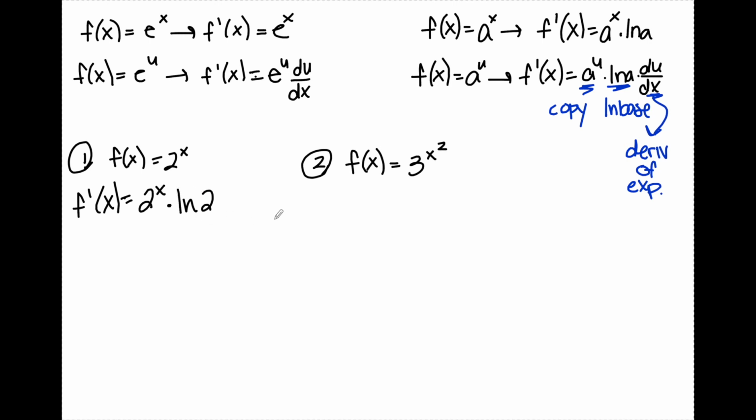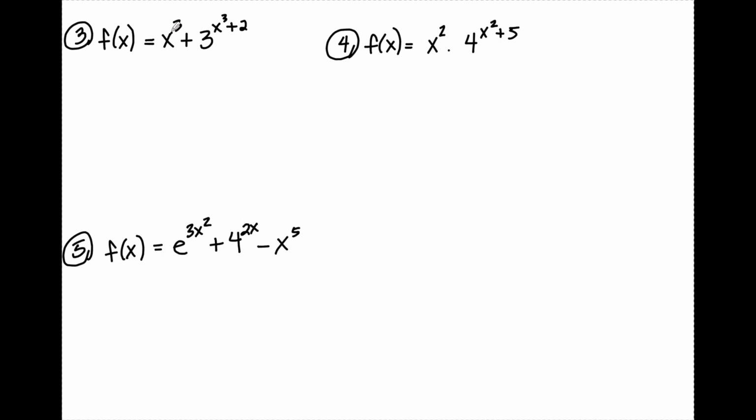Just leave them alone. And number 2, I have 3 to the x squared. So since my exponent is not plain old x, I have to use my chain rule form. So my rule here is copy, ln the base, derivative of the exponent. So f prime is going to be copy 3 to the x squared, ln the base, ln 3, times the derivative of the exponent. The derivative of x squared is 2x.